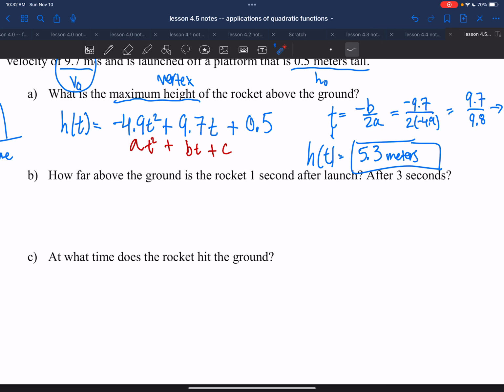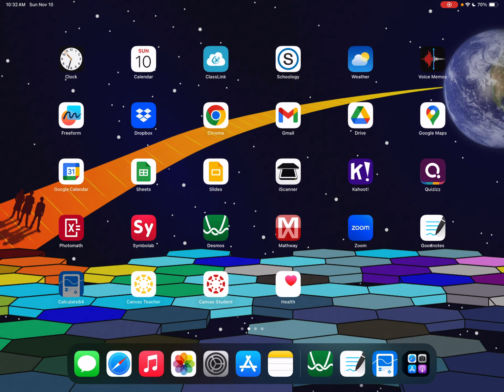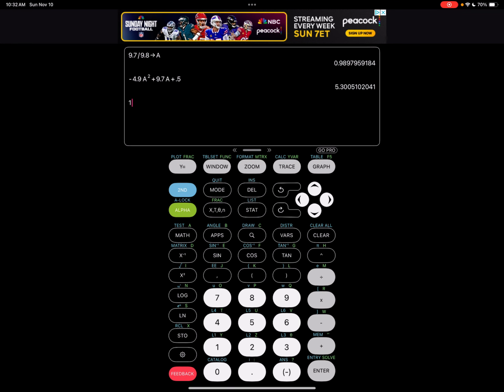Okay, let's answer part B. It says, how far above the ground is the rocket 1 second after launch? How about after 3 seconds? So what this is asking is, my function's h of t. I'm just looking for when t equals 1 second and when t equals 3 seconds. So I'll say h of 1, and then I'll look at h of 3. And what's nice is I already typed this into my calculator. I could go to my calculator here. I could say 1 stored for x.